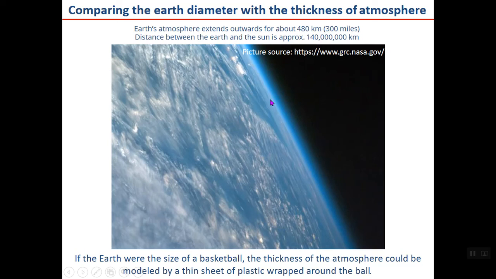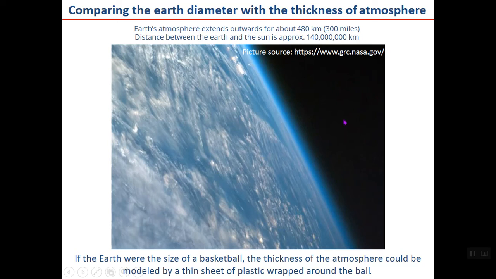Okay, so you can see the thickness of the atmosphere in this picture, and here you can see that if the Earth were the size of a basketball, the thickness of the atmosphere could be modeled by a thin sheet of plastic wrapped around the ball. So the thickness of the atmosphere is very small, both in comparison to the Earth's diameter and also in comparison to the distance between the Earth and the Sun.